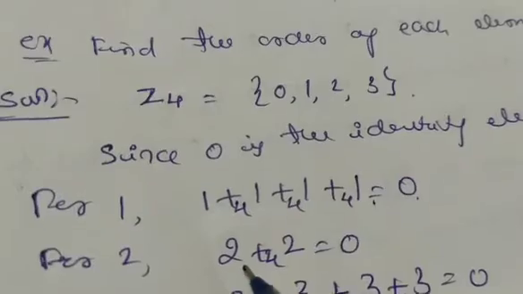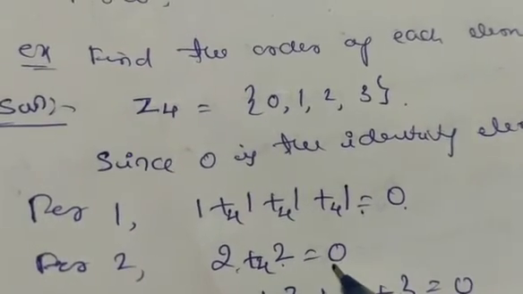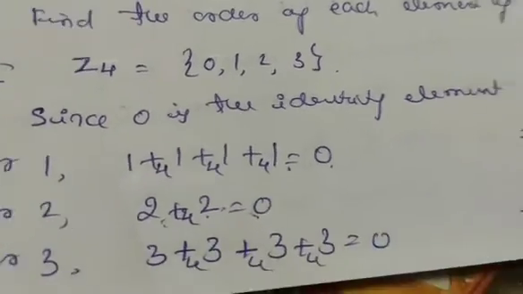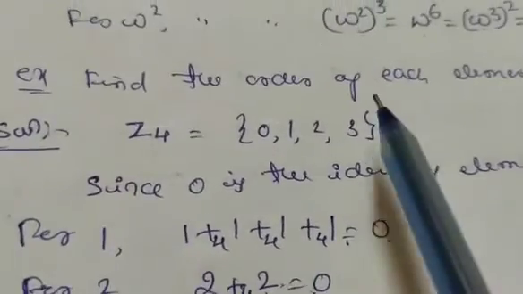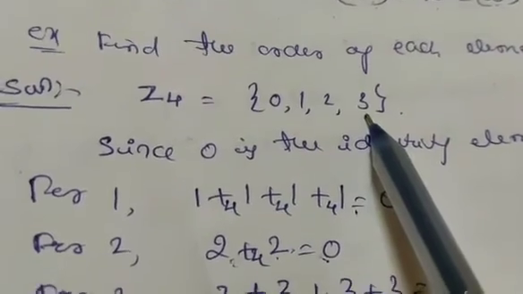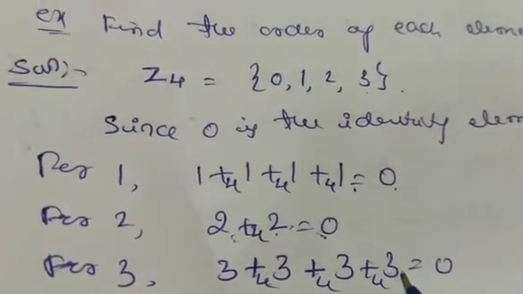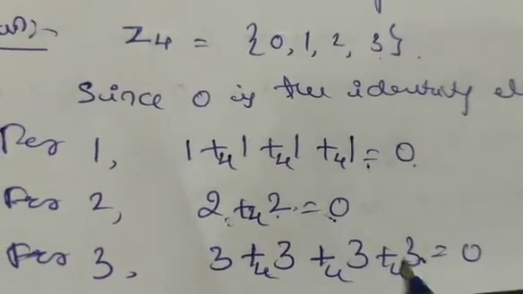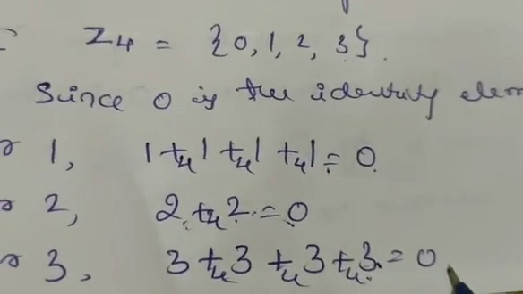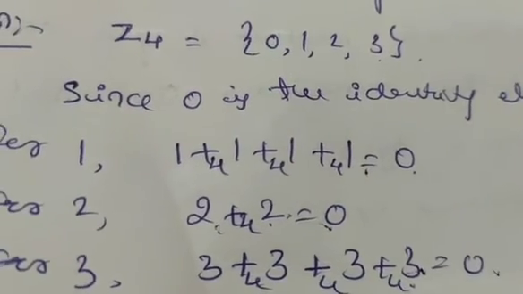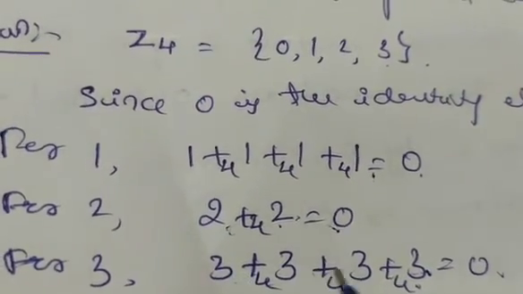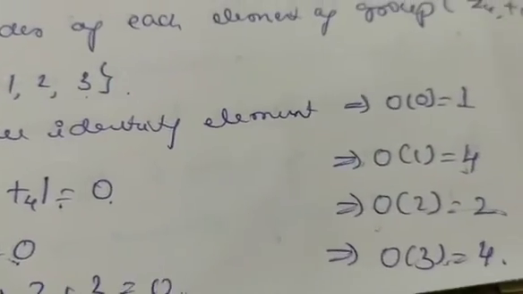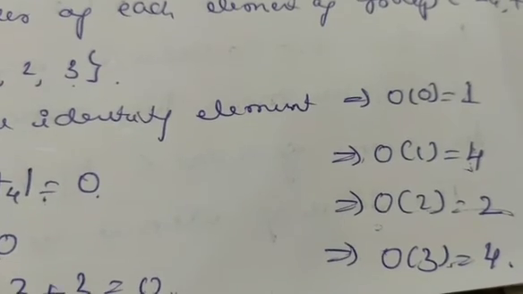Next is 2. 2 plus 2 is 4. Again the remainder is 0. 4 divided by 4 gives the remainder 0. Therefore the order of 2 is again what here? 2 only. Now the next element is 3. You have to add 3 four times, you will get 12. Then the remainder obtained by dividing 12 by 4 is 0. Therefore we can say the order of 3 is, how many times did we add 3? 4 times. So the order of 3 is 4. Like this we can find the order of an element of this group.